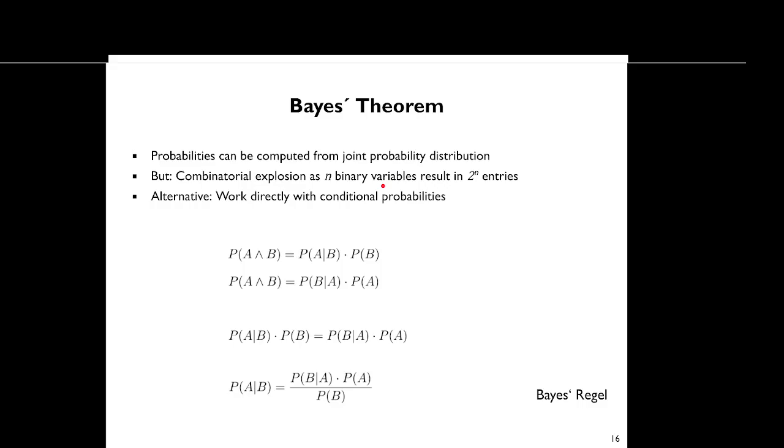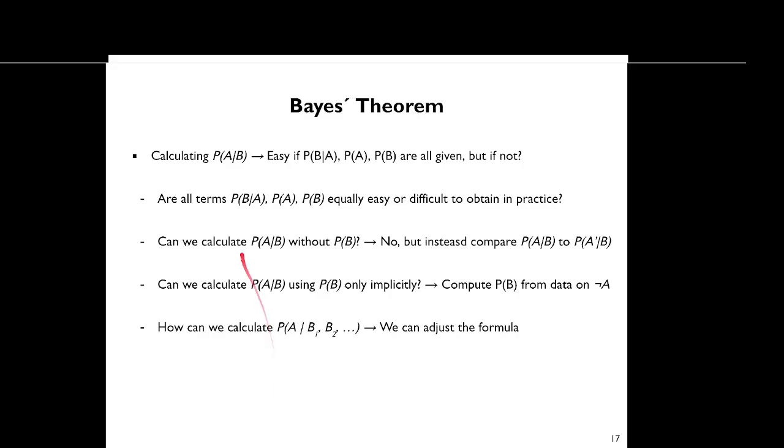And that means that the joint probability distribution is not a viable approach, but instead we have this formula here, which we will see we can extend so that it also handles multiple pieces of evidence, B1, B2, B3. But let's do this step by step. So first of all, the big question is, okay, now that we have the Bayes formula, is it actually easy to compute all of these three probabilities over here or not?